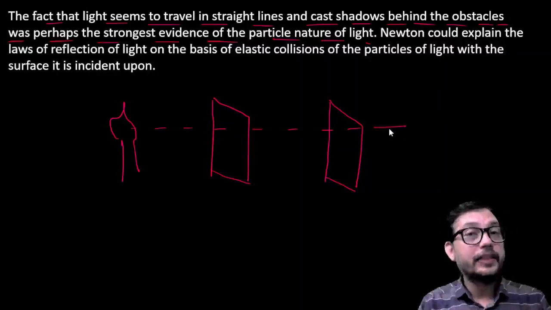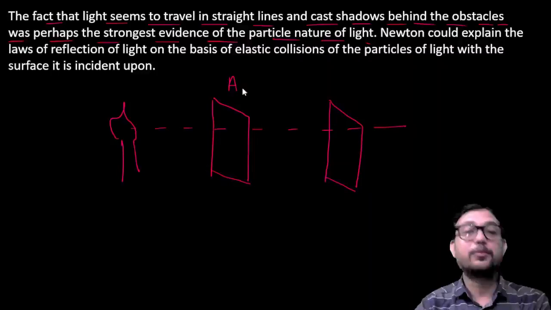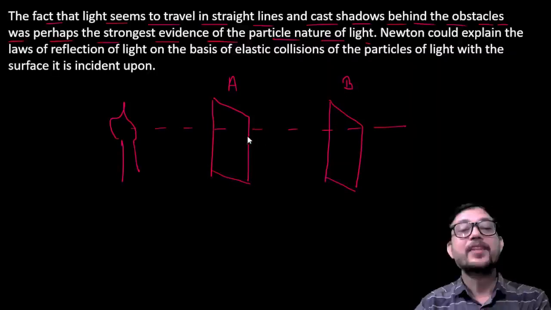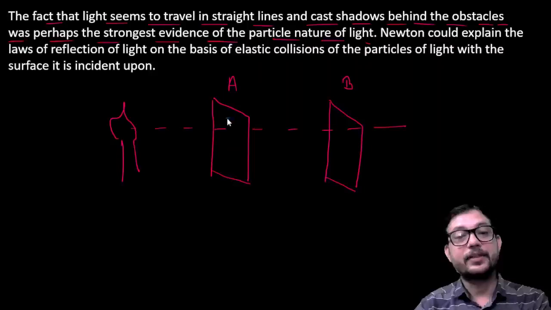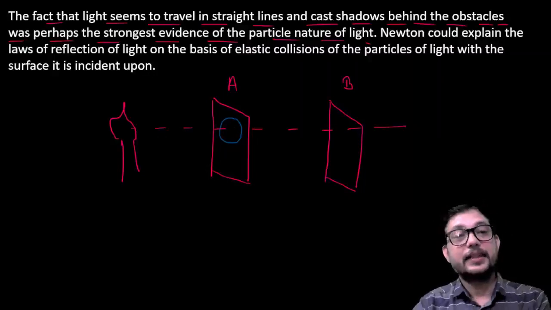Now if we make a hole in cardboard A, suppose this is cardboard A and this is your cardboard B, like this, then what will you see? You will see that the light moves this way.